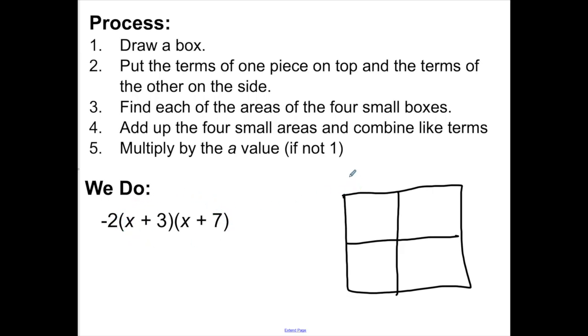So on the top, I put either x plus 3 or x plus 7. If I do x plus 3, what do I put on the left? X plus 7. Nice. And then here I'm going to write x squared. Here I'm going to write 3x. Here I'm going to write 7x. Here I'm going to write 21.